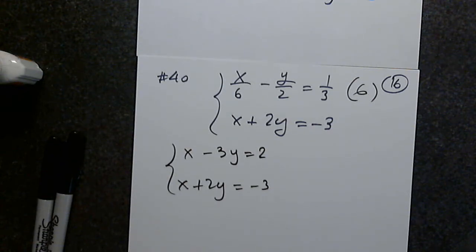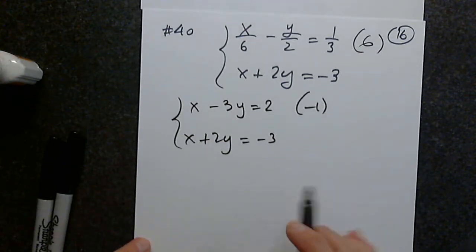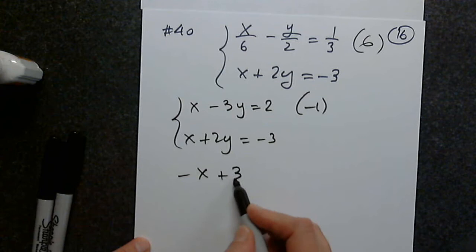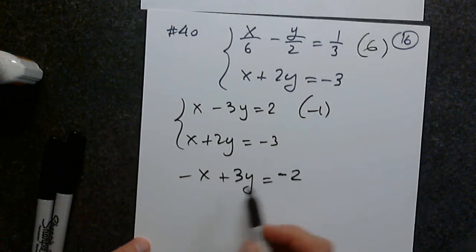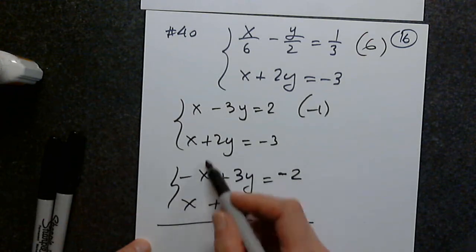Yes. So obviously we will decide to eliminate x, because if you want to eliminate y, you have to multiply both equations by something to get the 6y and the negative 6y. So it doesn't matter which one. Let's say we multiply the first one both sides by negative 1: negative x plus 3y equals negative 2, and x plus 2y equals negative 3.